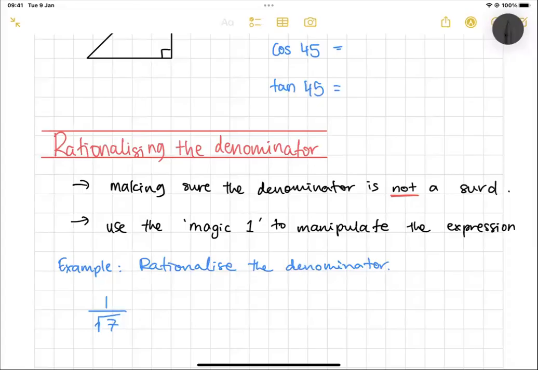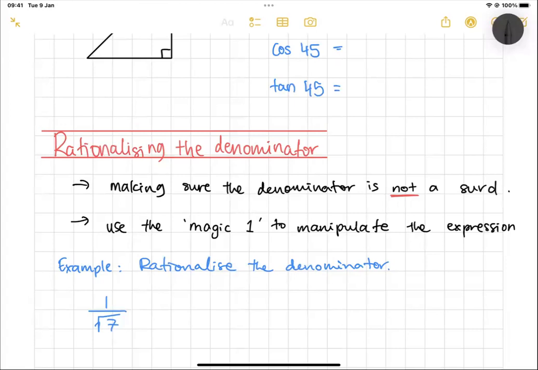Welcome back. Today we are going to go into the second part of exact values and the exact values on trig ratios. We're going to look into a new concept called rationalizing the denominator, and then go through an example on when to use exact values in trigonometry.